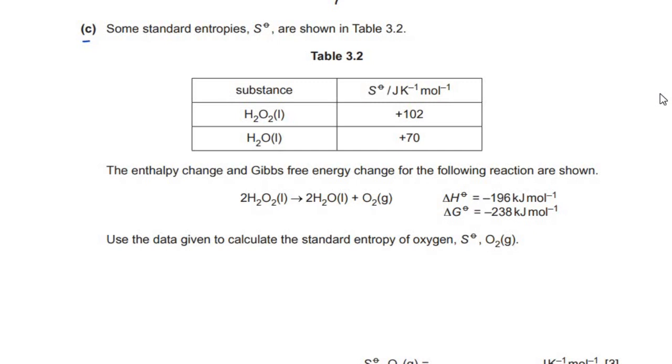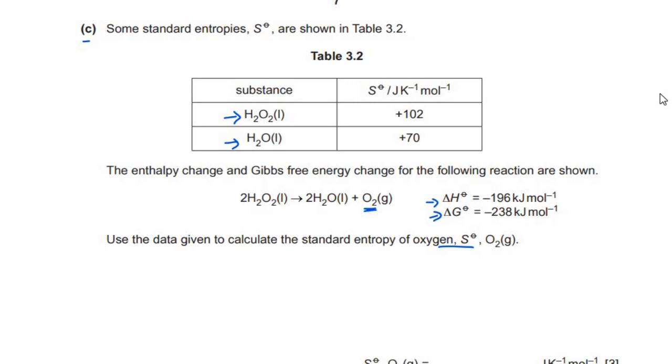It says some standard entropies S are shown in table 3.2. So the entropy of hydrogen peroxide is given, that is positive 102, and the entropy of water is plus 70. The enthalpy change and Gibbs free energy change for the following reaction are also given here in kilojoules per mole. Use the data given to calculate the standard entropy of oxygen. Oxygen here is the oxygen molecule given here. The enthalpy change delta H is given, and the entropies of the other two molecules are also given.